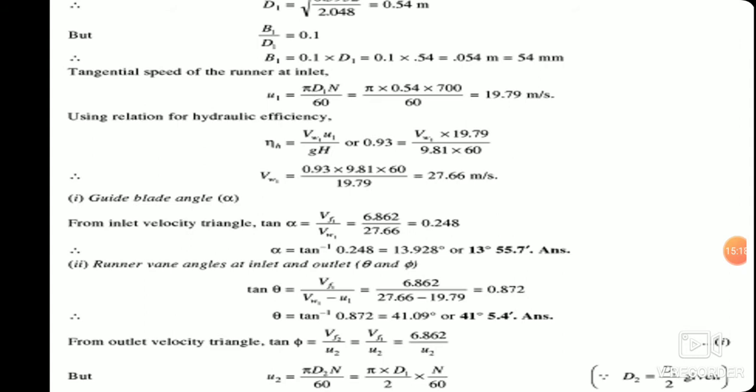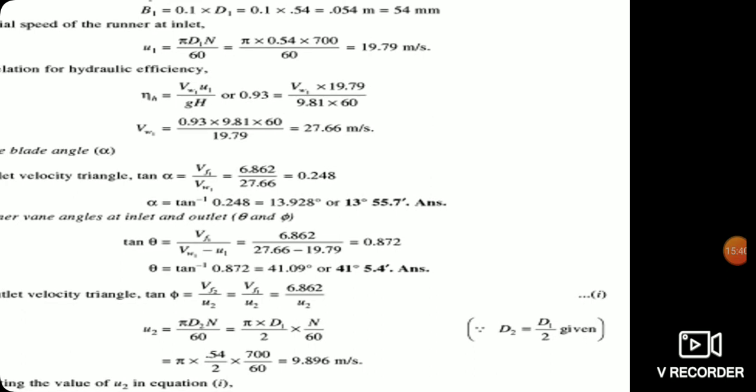That way runner angle also they asked, the runner angle at inlet and outlet, theta and phi, we have to calculate. So for that first we have to go for inlet velocity triangle. Tan theta is equal to Vf1 divided by Vw1 minus U1. After putting that we are getting tan theta is equal to 0.872 and this will become theta is equal to 41 degree and 5.4 minutes.